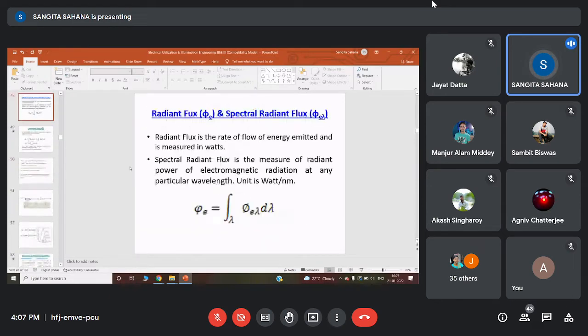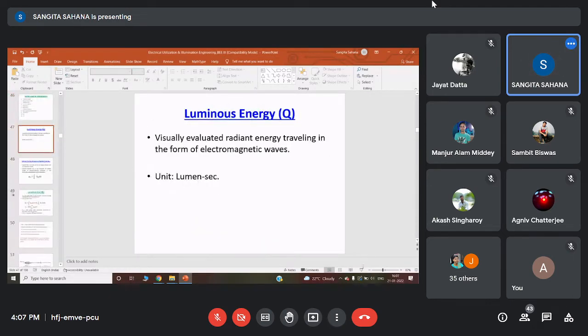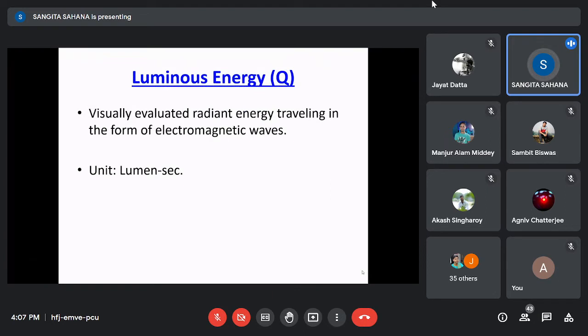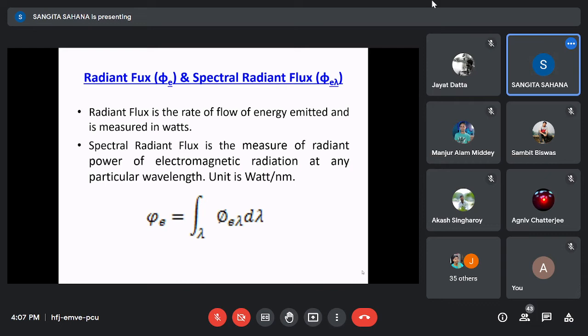So let's start with the luminous energy. The electrical energy is in watt second, right? The visible part, the visually evaluated radiant energy traveling in the form of electromagnetic wave, that is the luminous energy. Okay, so just as the input is electrical energy, how much visible output we get, that is the luminous energy, or lumen second.